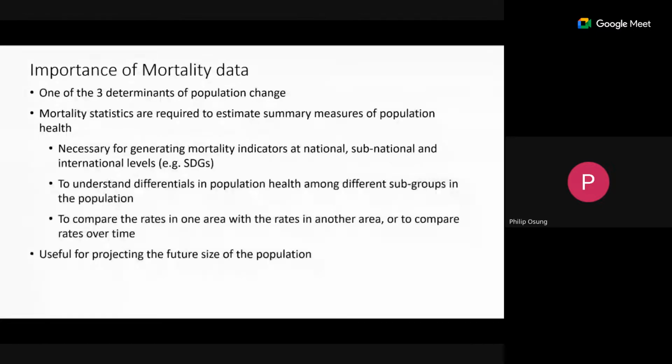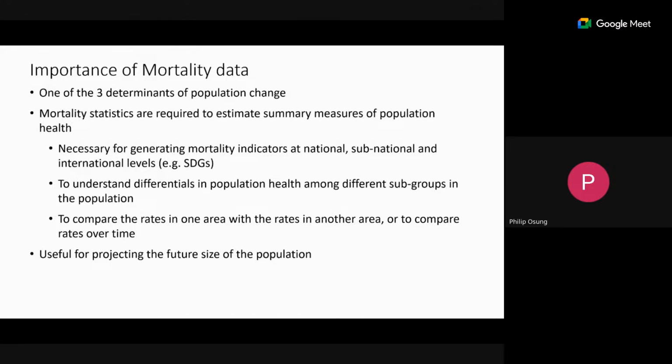We know there are 3 key determinants of population change. Can someone just shout it out? Different determinants of population change. Sorry? Births, yes. Deaths, migration. All right. And deaths. Thank you. So we know that deaths are one of the 3 determinants, and it's also an important one.